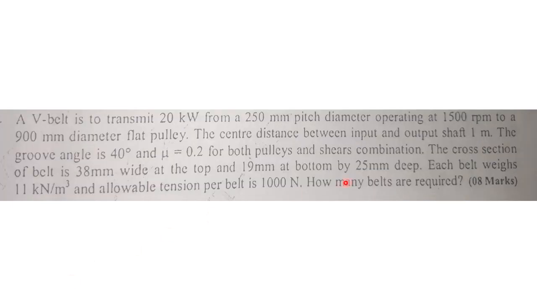And you can even try this particular problem, which is very easy. See, here he has given the dimensions of the V belt. So from this you have to take the area. You have to calculate the area by using the trapezoidal cross-section area formula. So try these two problems. If any doubts, you can contact me.